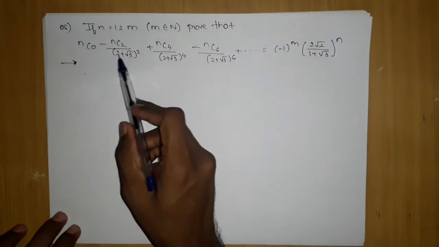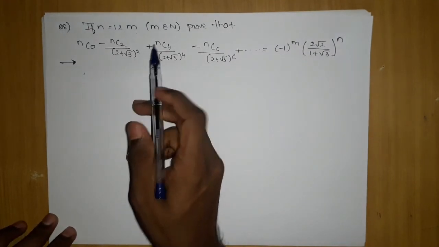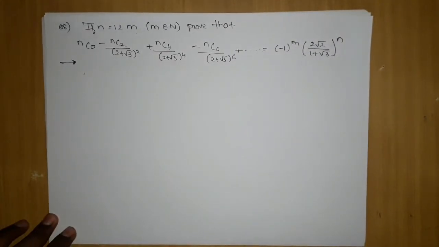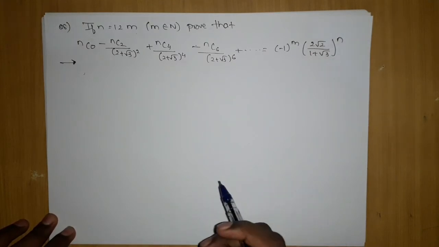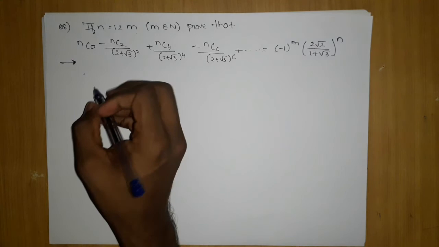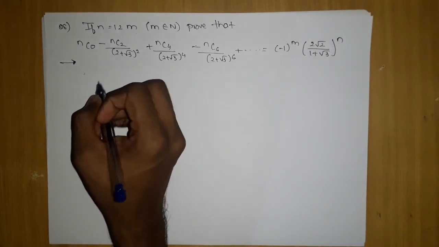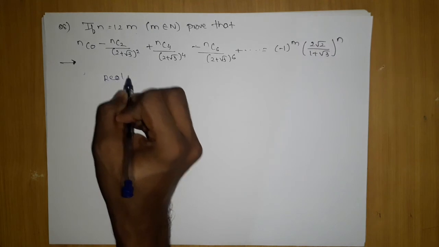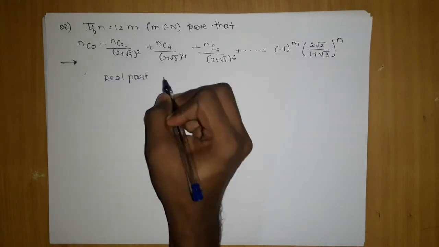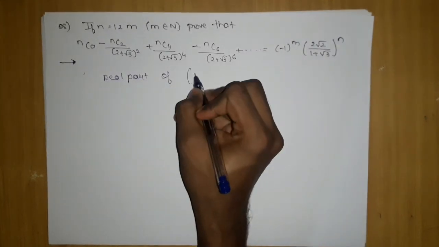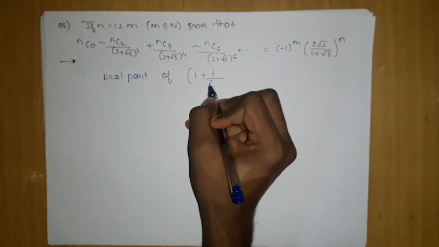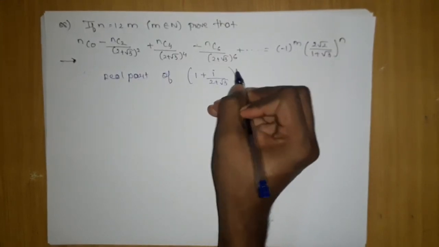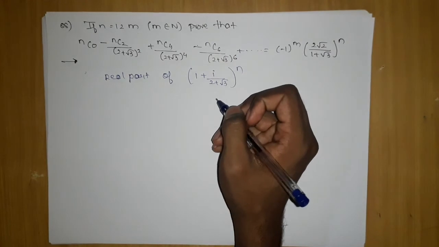And here 2 plus root 3, so it will be (1 plus iota) 1 upon (2 plus root 3) power n expansion, right? So I can make out, since it is even position, it is the real part of (1 plus iota) power (2 plus root 3) power n. Don't you agree with this?